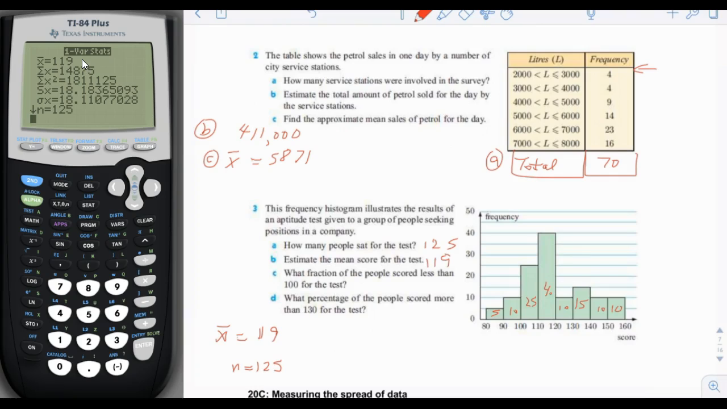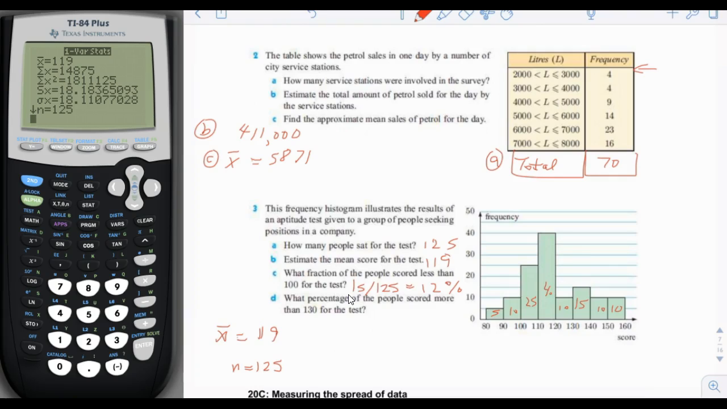Then it says, what fraction of the people scored less than 100 for the test? So less than 100, we have 5 people plus 10 people. That's less than 100. So that would be 15 out of 125. 15 out of 125, which is equal to, and here I'll just do this calculation real quick with an online calculator. 12%. I got 0.12 out, and I'm going to change that to 12%.